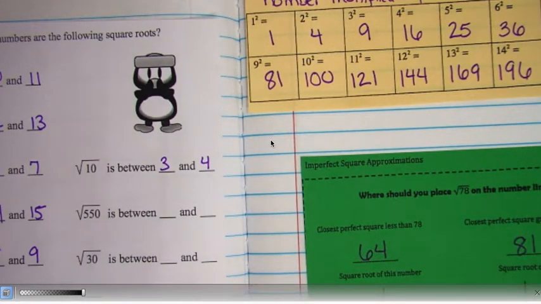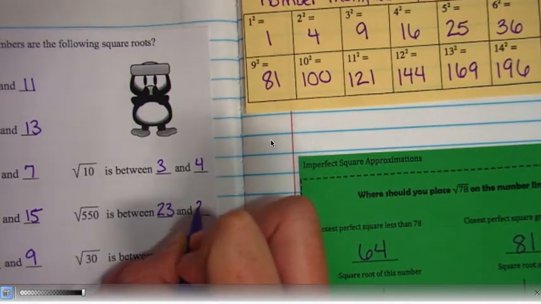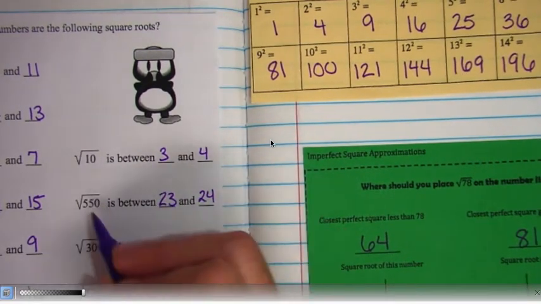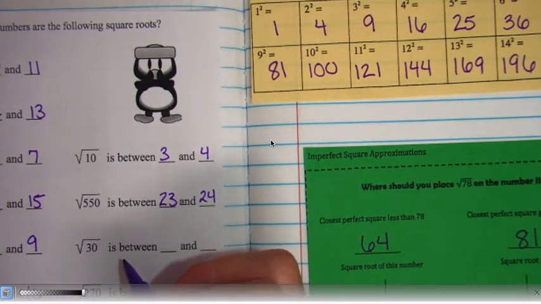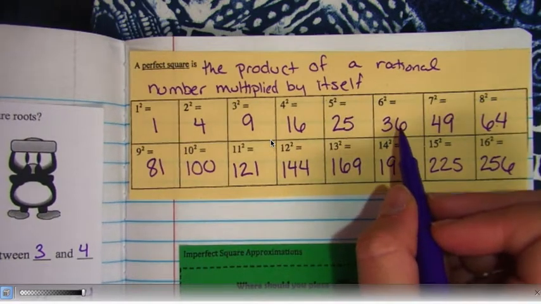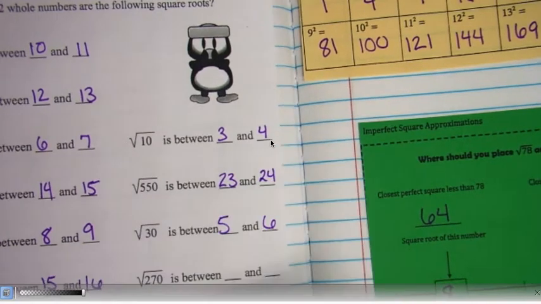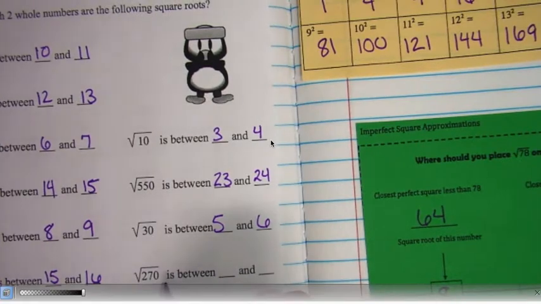All right, 550. Oh dear, square root of 550. How would we do that? One thing we could do is guess and check, because obviously that's not going to be on a number line. I'm going to just tell you right now, it's 23 and 24. We'll learn how to do this with the approximating method, which would be much easier. All right, 30, sorry. 30 is going to be between 25 and 36, so we're going to be between 5 and 6.